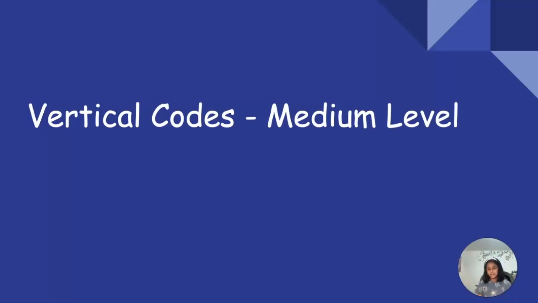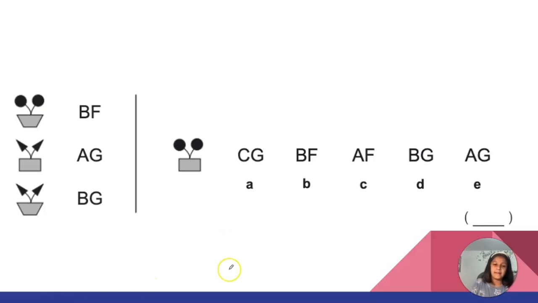Today we're going to be learning about non-verbal reasoning, vertical codes. So let's get started. Okay, what does our first shape tell us? So we have B, and A. What's the same between the first one and the last one that's different from the middle one?